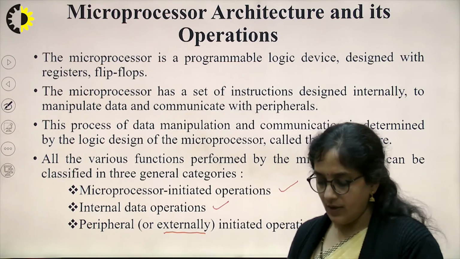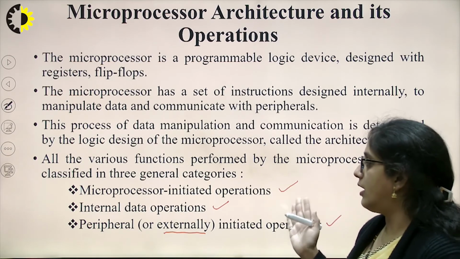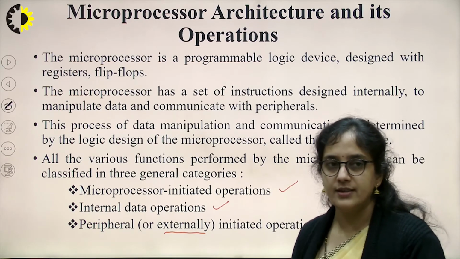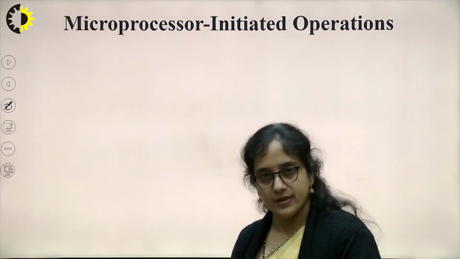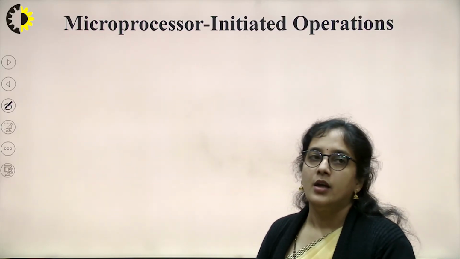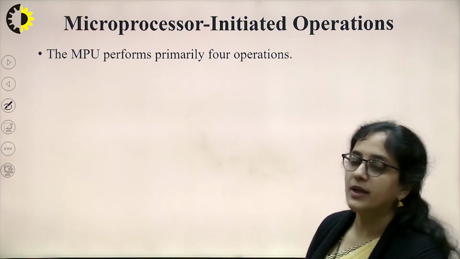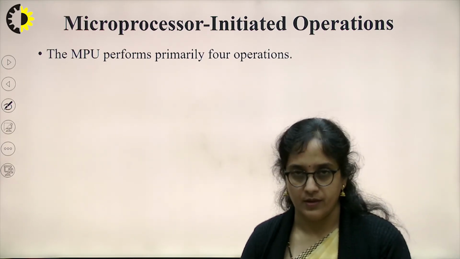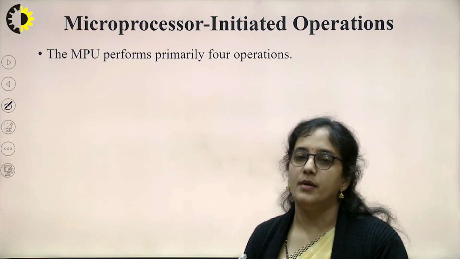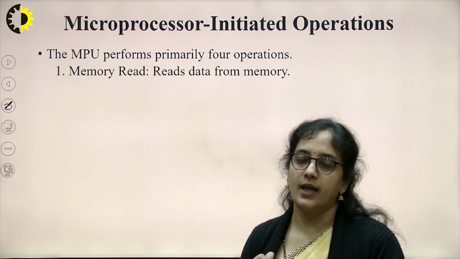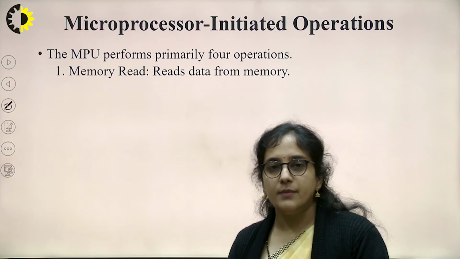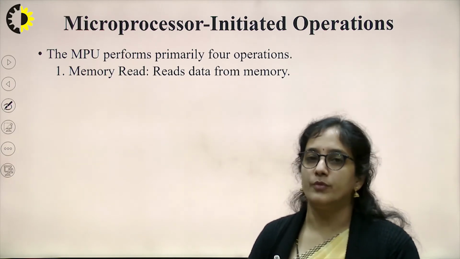Okay. So we will see one by one how we are going to classify this. So first of all, microprocessor initiated operation. In this operation primarily there are four operations that the microprocessor is going to perform: memory read, memory write, IO read and IO write.